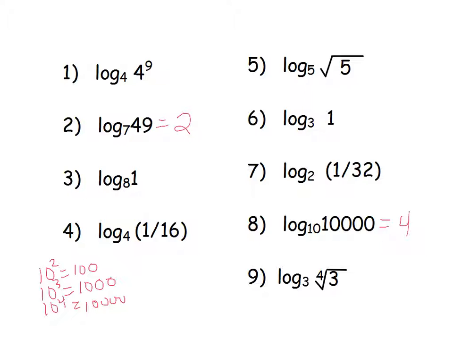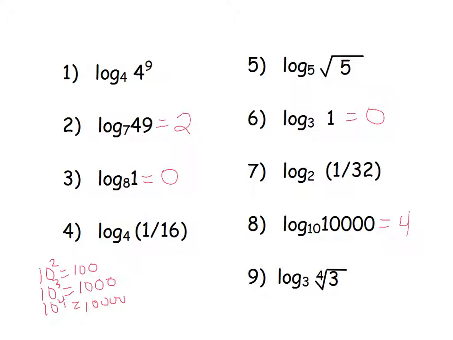Let's look at number 3. 8 to some power is 1. Recall that the log of 1, regardless of the base, is always going to be 0, which means this number 6 is also going to end up 0.